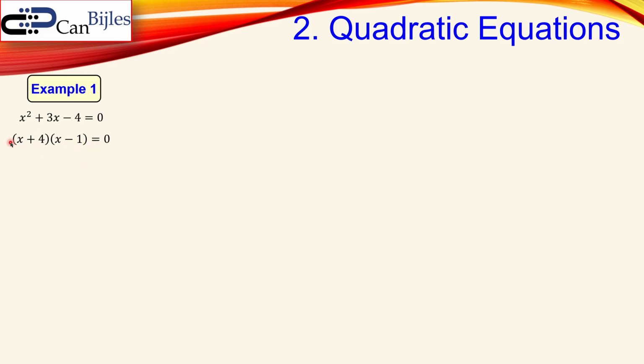Now the solution for this one is pretty easy because this needs to be 0 or that needs to be 0. So that means x is then minus 4. In order to make this 0, I need to have a minus 4 here. In order to make this 0, I need to have x is equal to 1.